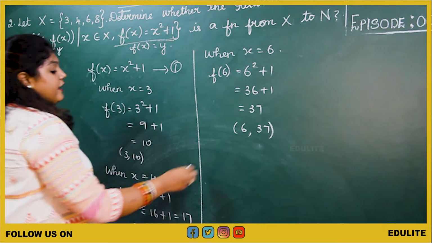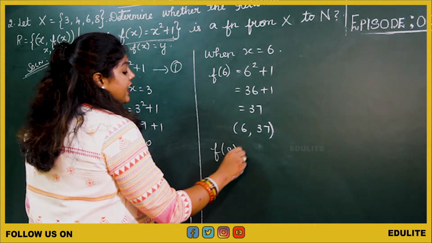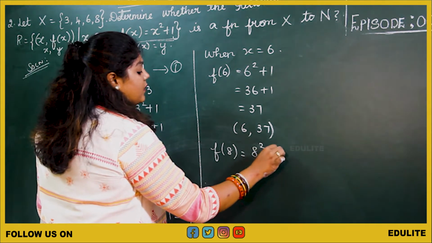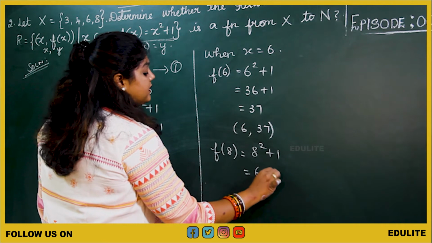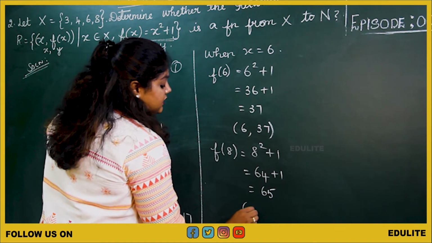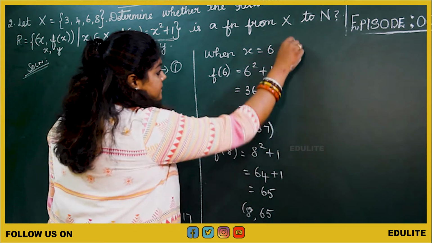Next is f of 8, that is x value as 8. Substituting it in the same relation, 8 square plus 1. 8 square is 64, plus 1, which will give us 65. So, when x is 8, y is 65.